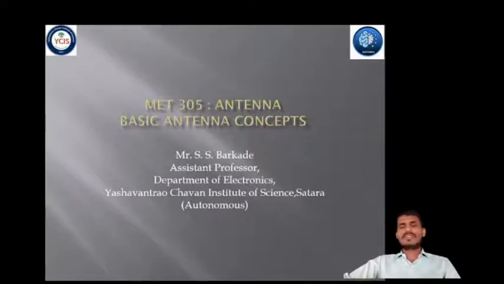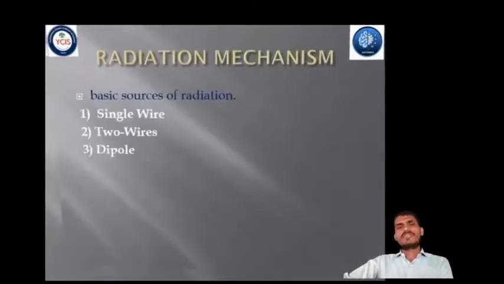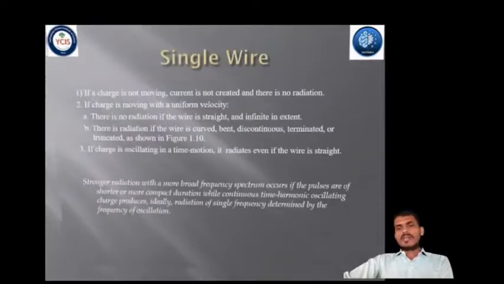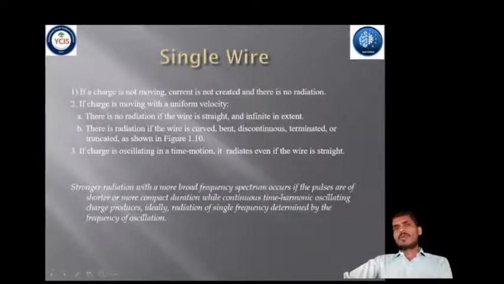There are three different basic sources of radiation: the first one is the single wire source, the second one is the two wire source, and the third one is the dipole source. These are the three basic sources of antenna radiation theory. That means how electromagnetic energy is radiated from the antenna. Now, the first point is the single wire.